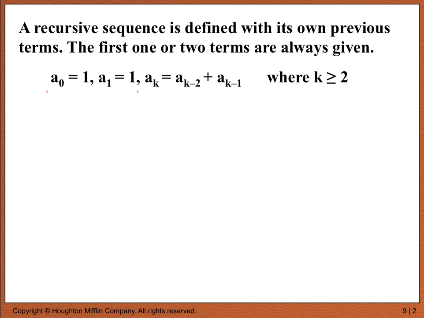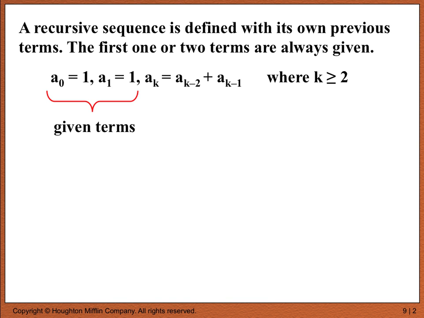So this is an example of a recursive sequence. You've got your first two terms given to you. And then you have the definition of the sequence, and as you can see, it's defined in terms of itself. So a sub k equals a sub k minus 2 plus a sub k minus 1, where k is greater than or equal to 2.